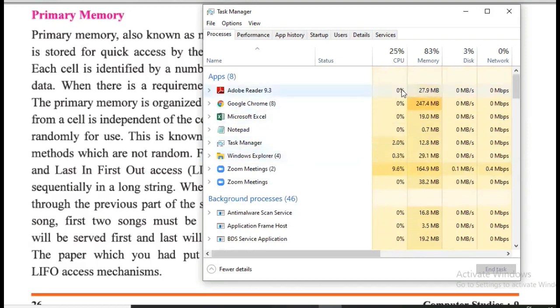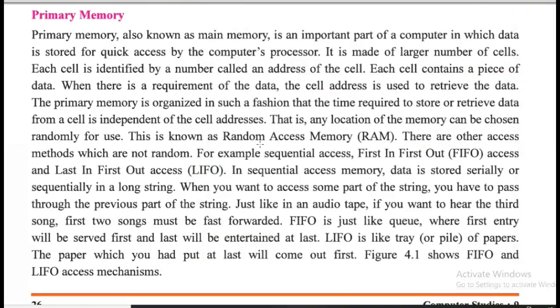Here you can see that it is occupying 24%, 20% CPU, and the memory that it is using is 83% of my computer's capacity. So this way, primary memory is responsible for holding the storage data of the processes or applications that are running on the computer.